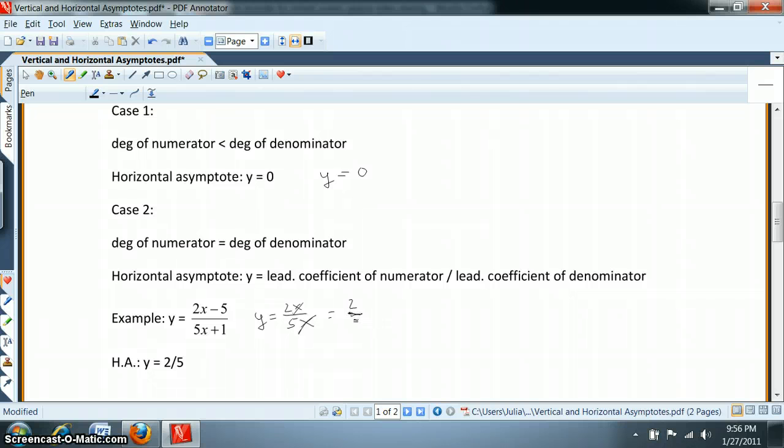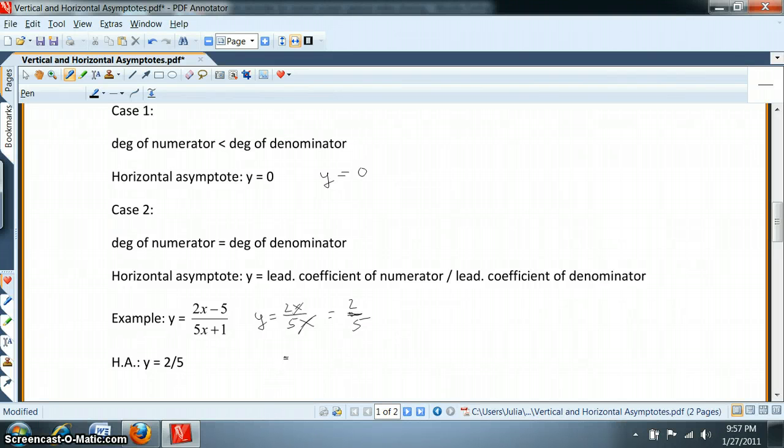Take a look. So 2 over 5. So y equals 2 over 5 would be the asymptote. And basically we can actually figure this out. Y equals the leading coefficient of the numerator, which was 2, divided by the leading coefficient of the denominator, which was 5. So we get some kind of a non-zero value for the horizontal asymptote.